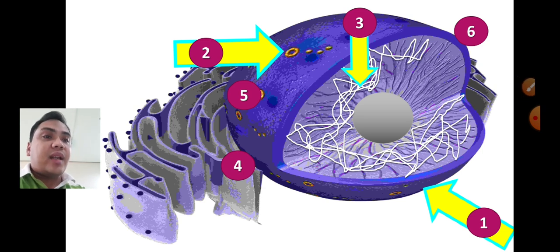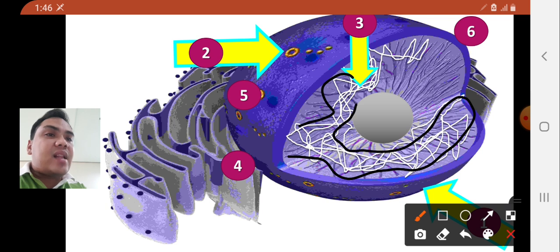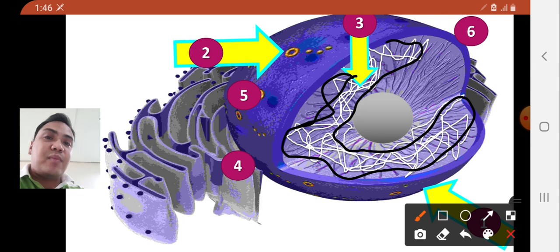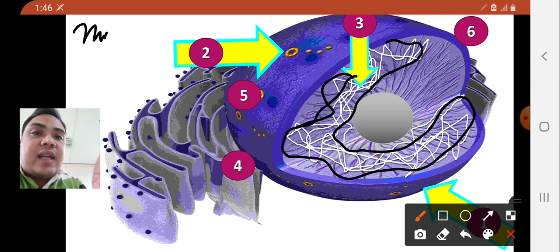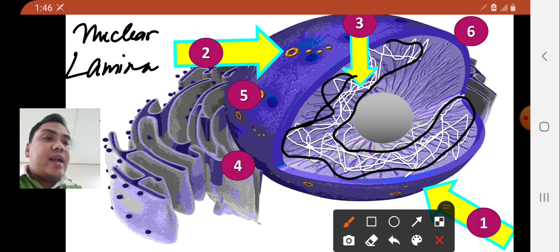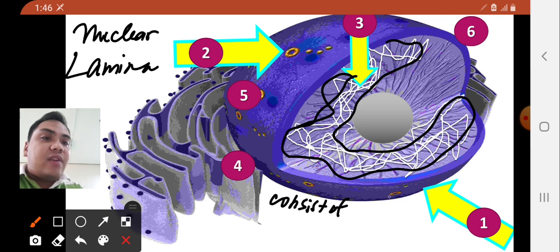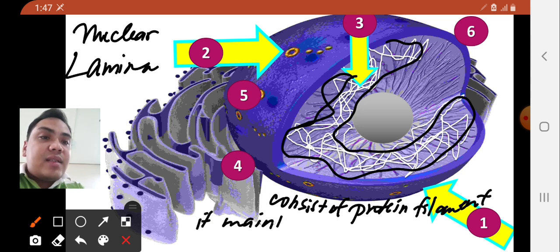Number 3 refers to these fibers that are white in color. Take note, it consists of a thread-like structure made up of protein fibers or protein filaments. These protein filaments are known as the nuclear lamina, which is item number 3. What is a nuclear lamina? Nuclear lamina consists of protein filaments, which refer to the fibers. And take note, it maintains the shape of the nucleus.